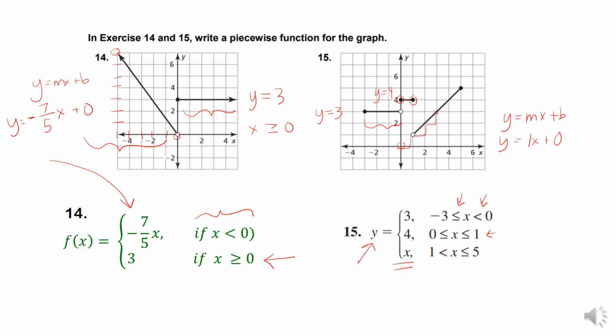Notice on this one they put y instead of f of x, and that's okay unless they ask for it in function form. Be very careful, this function stopped at 5, so you want to put that. If it didn't stop at 5, if it was a continuing line going straight up, then your domain would be x is greater than 1. But this one is limited by the graph, so you're going to have to put the ending point. And that's it. Good luck with your homework.